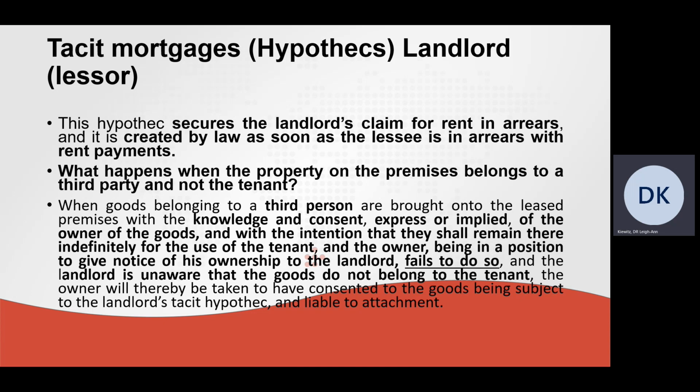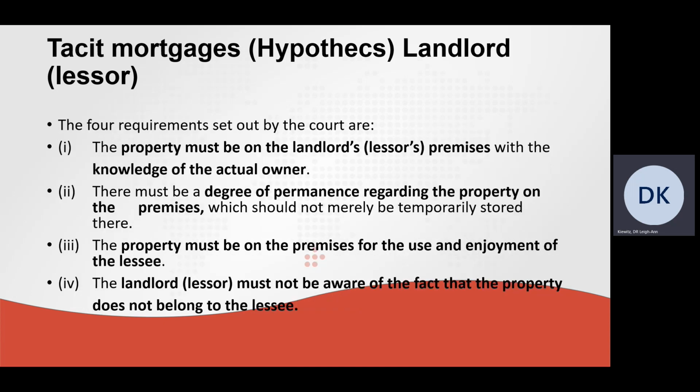This hypothec secures the landlord's claim for rent in arrears and is created by law as soon as the lessee is in arrears with rent payments. What happens when the property on the premises belongs to a third party and not the tenant? When goods belonging to a third person are brought onto the lease premises with the knowledge and consent, express or implied, of the owner of the goods, and with the intention that they shall remain there indefinitely for the use of the tenant, and the owner, being in a position to give notice of his ownership to the landlord, fails to do so, and the landlord is unaware that the goods do not belong to the tenant, the owner will therefore be taken to have consented to the goods being subject to the landlord's tacit hypothec and liable to attachment.